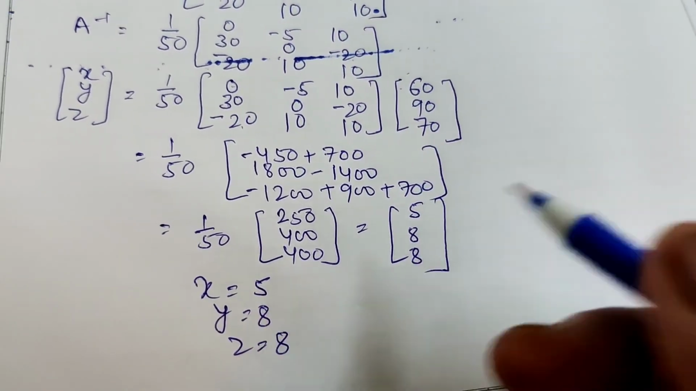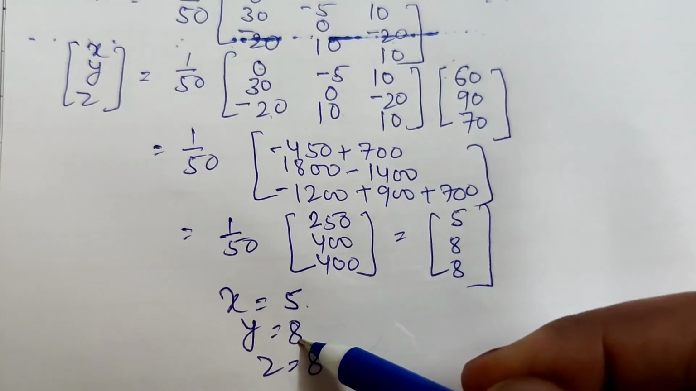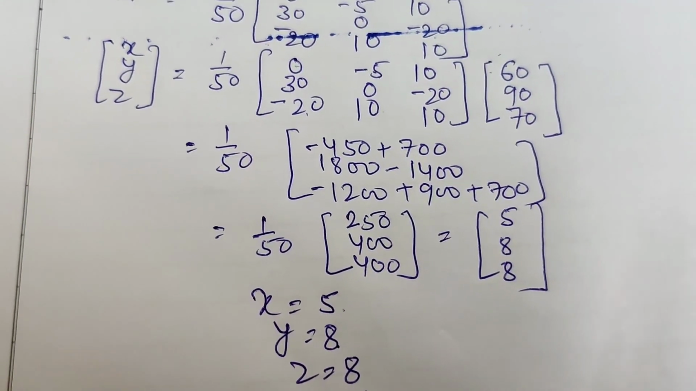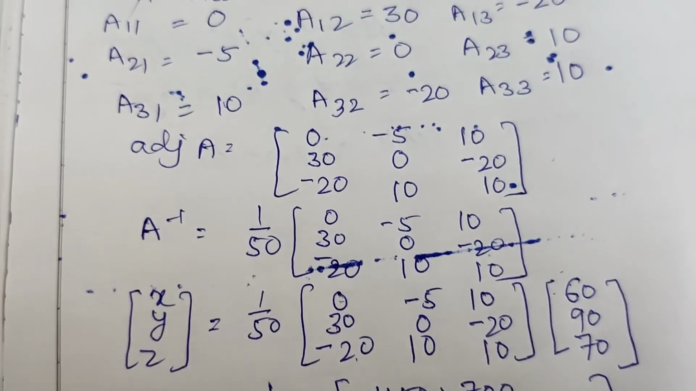X is the onion: cost of the onion is 5 rupees, cost of the wheat is 8 rupees and cost of the rice is 8 rupees. Okay, this is the solution of question number 16.